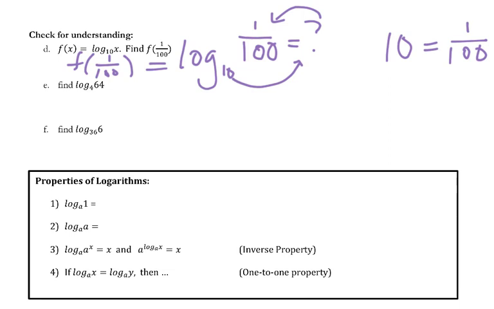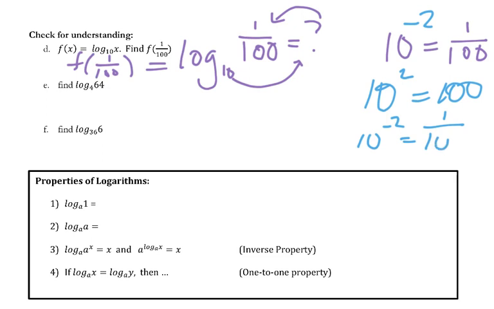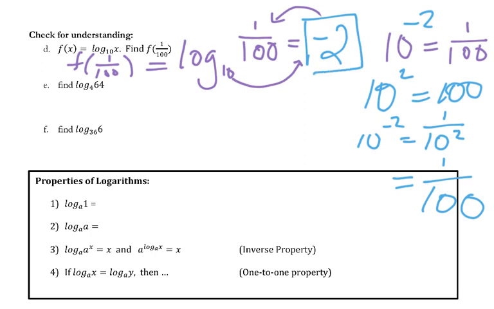Negative 2. Because 10 squared is 100. So if we have 10 to the negative 2, it's telling us to do 1 over 10 squared, or 1 over 100. So our answer here is negative 2. That one's a little tricky. The first time we've looked at negative exponents with a log.